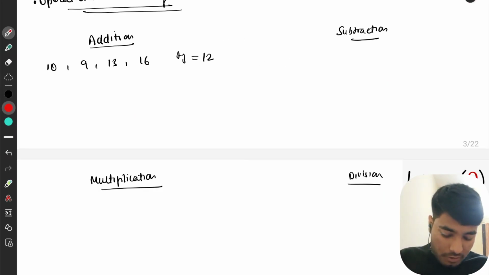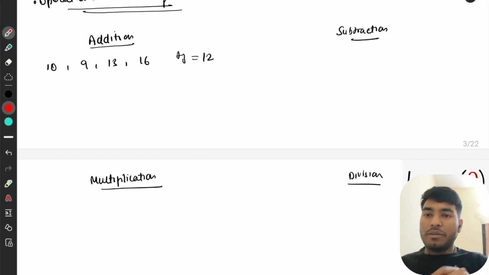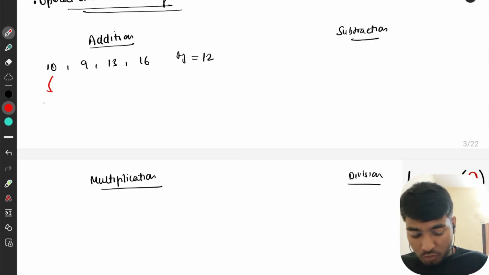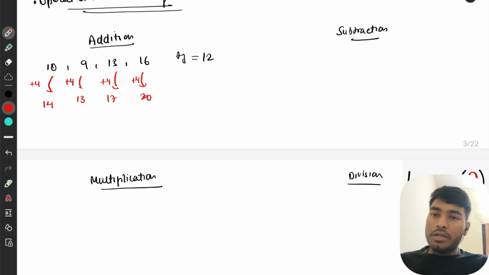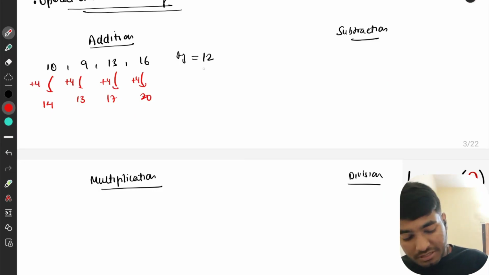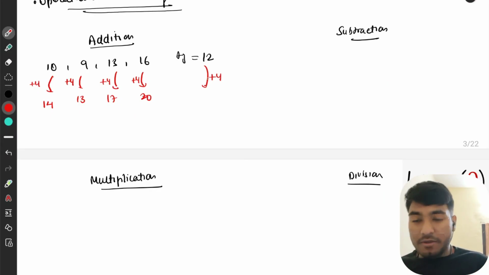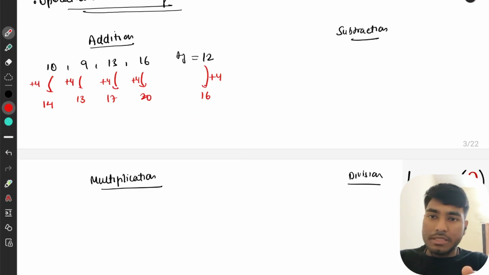Okay, what I have done, I have increased all the numbers by 4. What does that mean? I have increased 4 in 10, that is 14. This becomes 13. This becomes 17. This becomes 20. Okay, all of these have been added by 4. Now what will happen? If all the quantities are increased by the same number, the average will be also increased by the same number. The average will be also increased by 4 here. Well, that will be equal to 16.